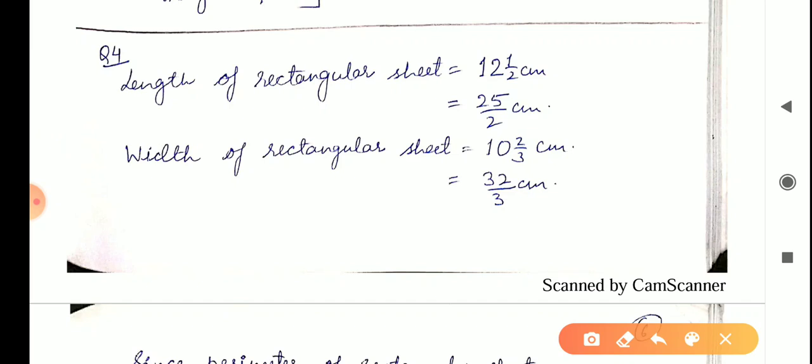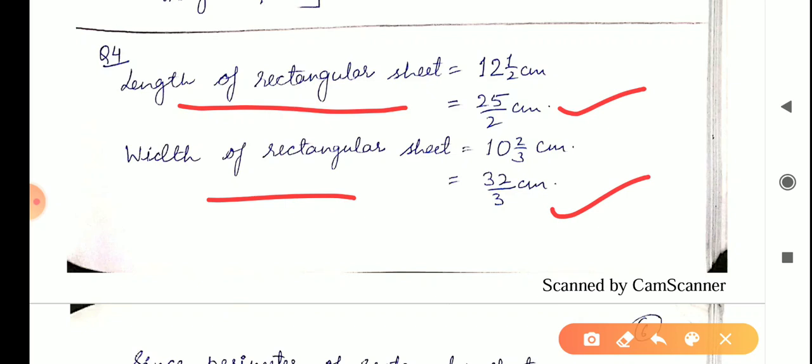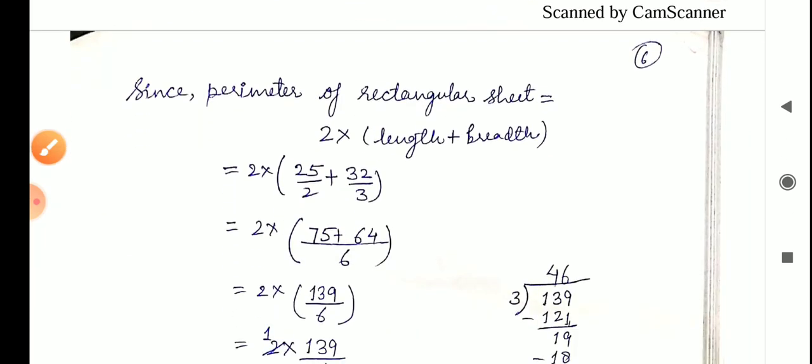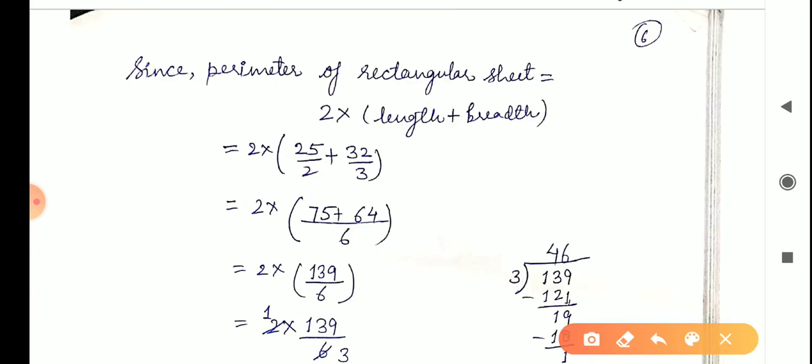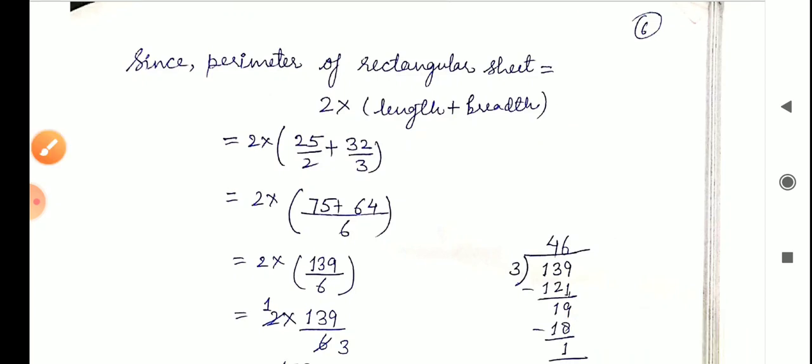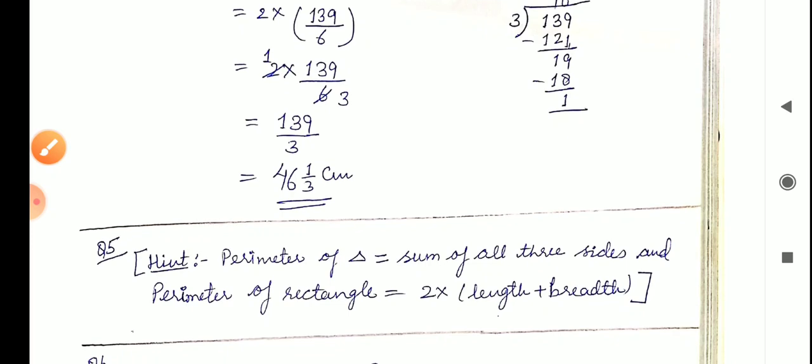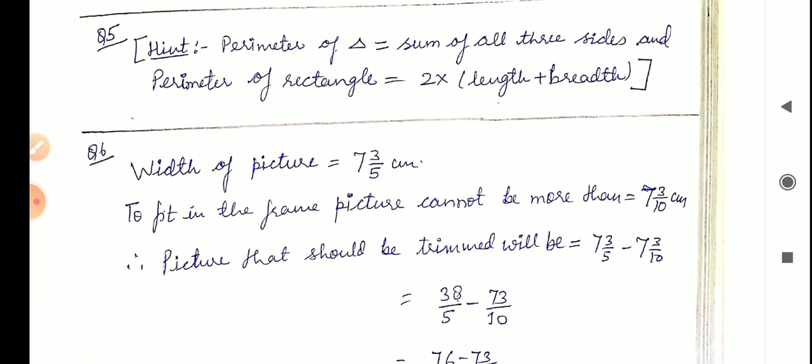Now come to question number 4. In question number 4, the length and width of the rectangular sheet are given. What we need to find is the perimeter of the rectangular sheet. We have studied the formula to find the perimeter of the rectangle, that is 2 into (L plus B). So substitute all these values and solve as we have solved earlier.